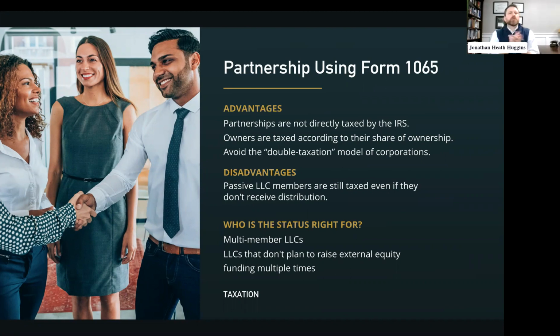I just want to give you a little bit more time to read, because it does get a little bit more complex for the advantages of the sole proprietor and the partnership.